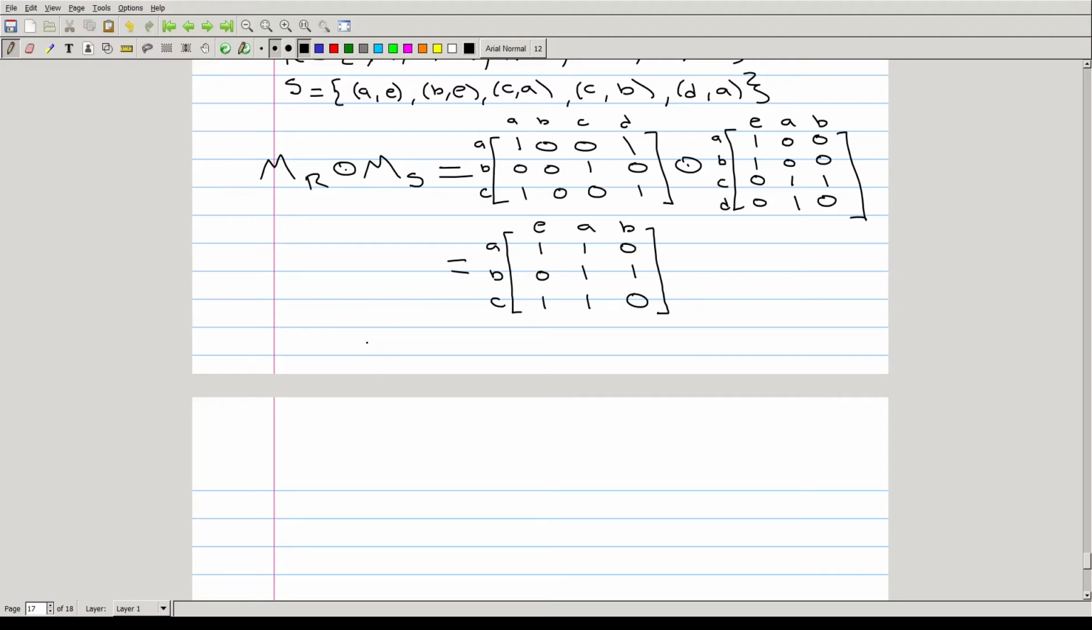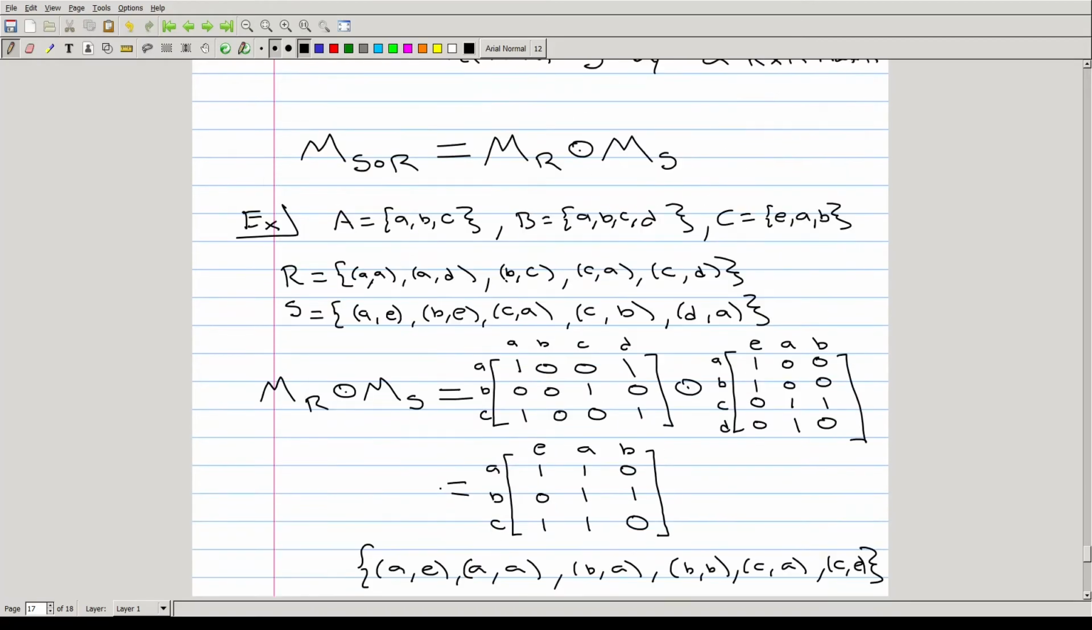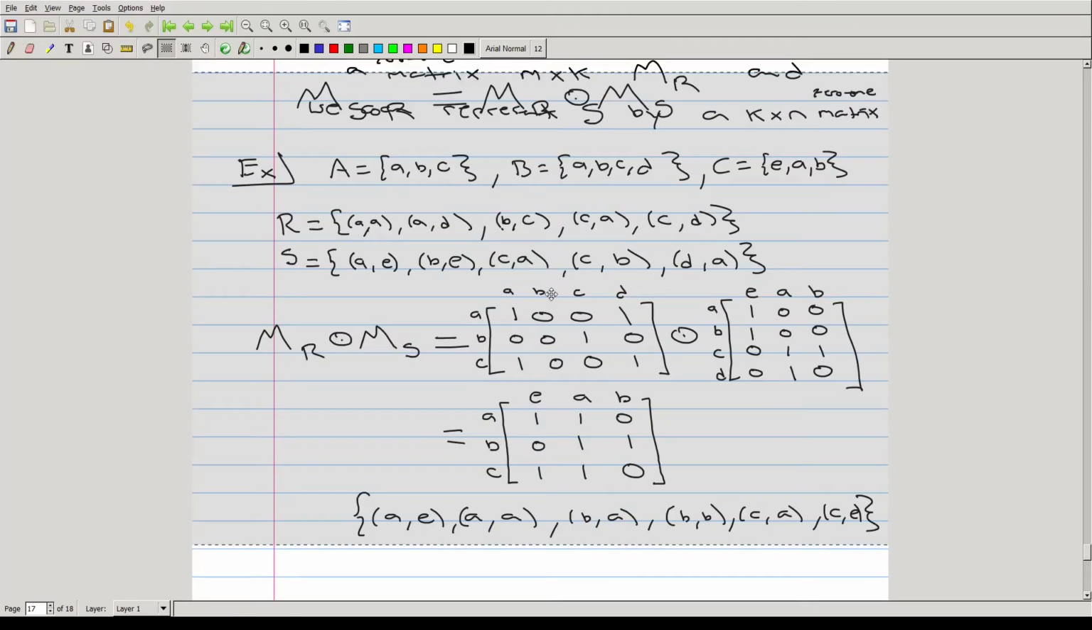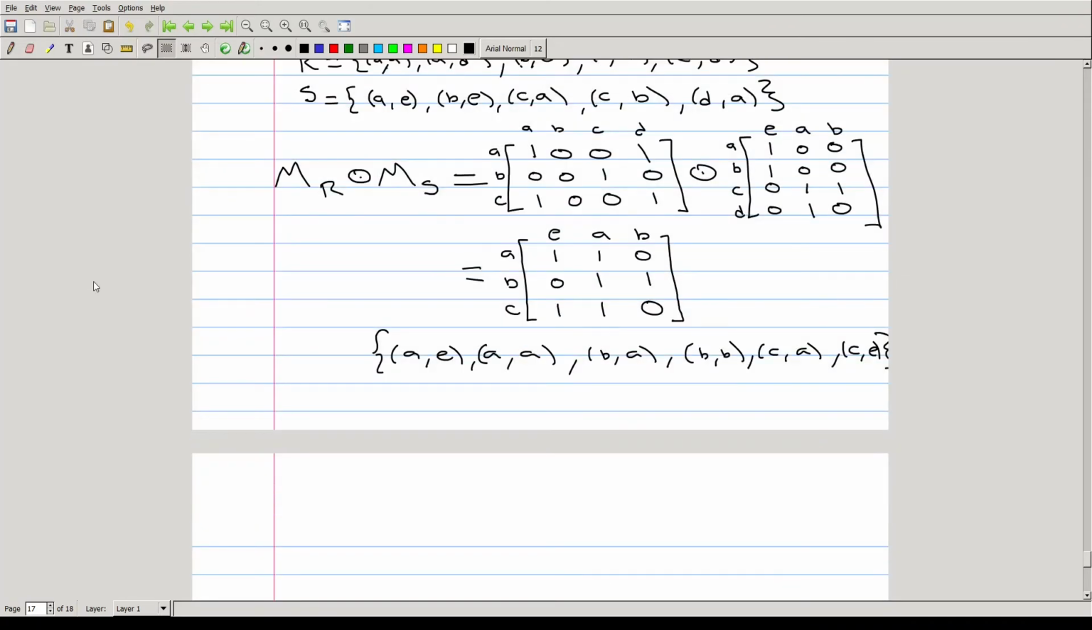Which is the matrix that represents the relation A comma E, A comma A, B comma A, B comma B, C comma A, and C comma E. And if you remember from this example we did before, this is exactly the relation S composed with the relation R.